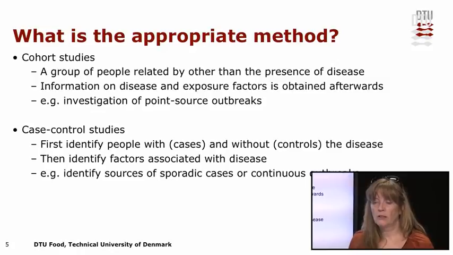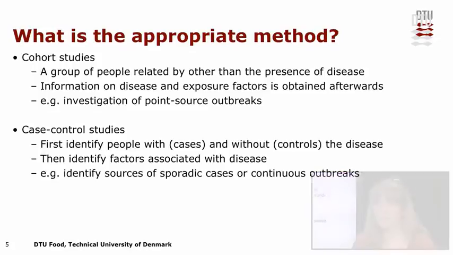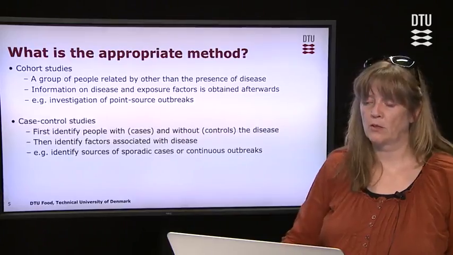Case control studies are used when you are not able to define a cohort. And here you first identify cases that have the disease, and then you select healthy controls, that is controls that did not have the same disease. And then you identify factors associated with the disease. These studies are particularly used to identify sources of continuous outbreaks and also sporadic cases, and both risk factors and sources.